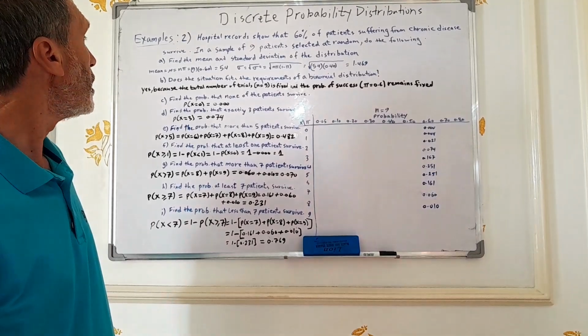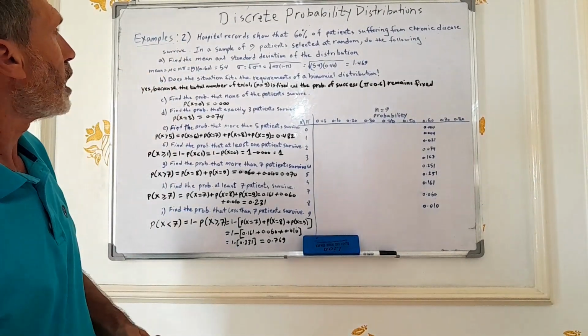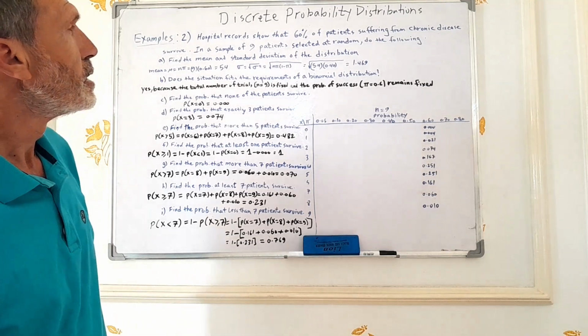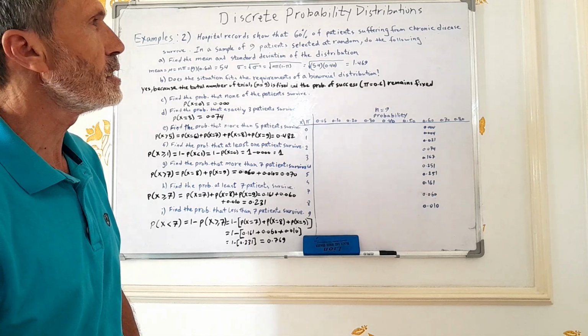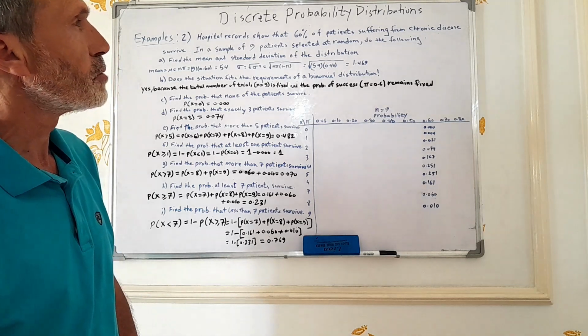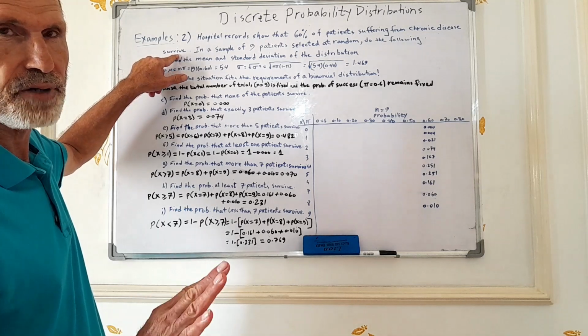Okay, now, problem number 2, or example number 2, it says hospital records show that 60% of patients suffering from chronic disease survive. 60% survive.